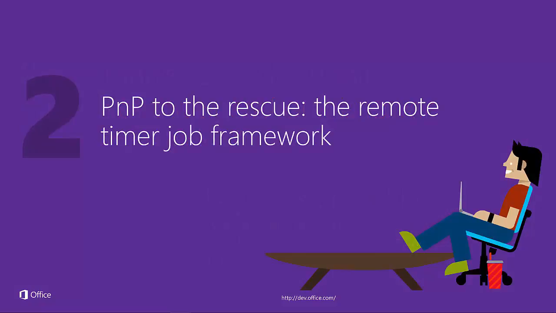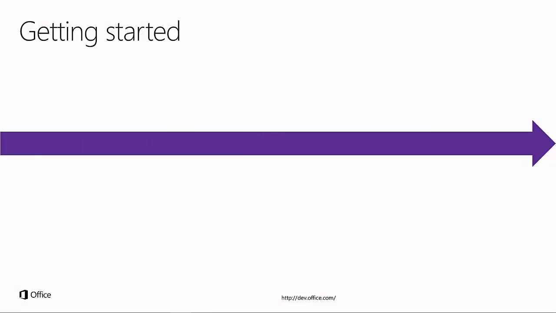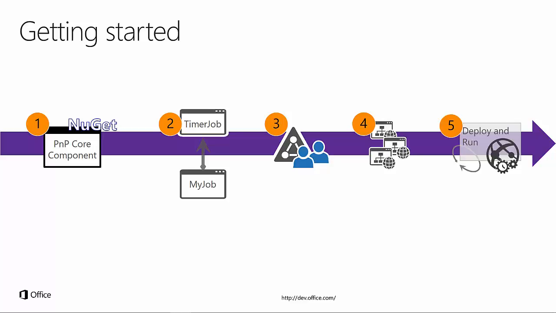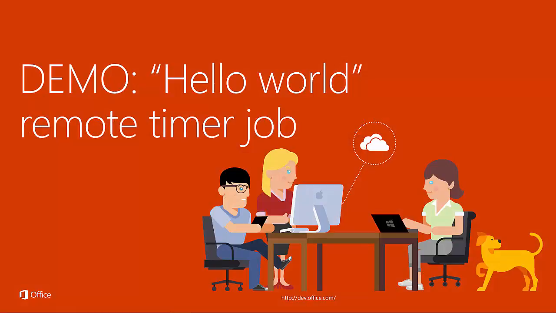Now, let's see how the PnP Core library can help you to implement remote timer jobs. This is how the process looks. You create a new Visual Studio project, add the NuGet package for the PnP core component, then you create a new class inheriting from the timer job base class, and you write your custom code here. After this, you need to configure authentication, create a service account, or register the app and grant app-only permissions. Then you specify the list of site collections on which the timer job should be executed, and finally, you deploy and run the timer job. Let me show you this process in a simple demo.